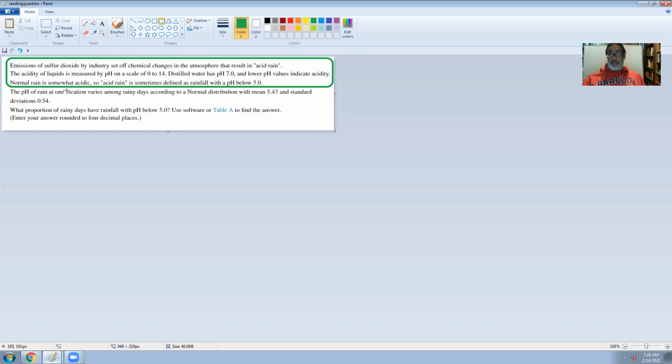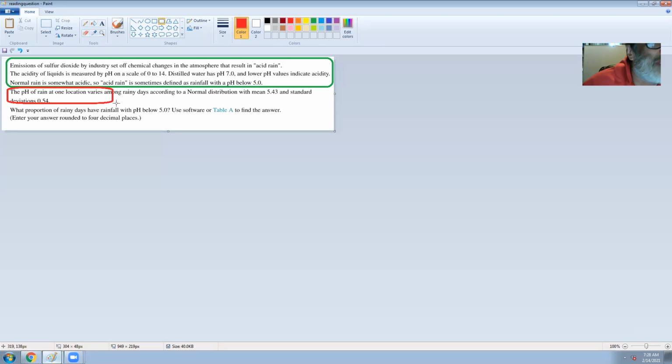Anything higher than that is basic. Anything lower than that is considered acidic. And to be acid rain, you're talking about a pH of something less than 5. So the lower the pH, the more acidic. The higher the pH, the more basic. But that's just background. Now let's get to how to actually do the problem. And that is going to be the part in red.